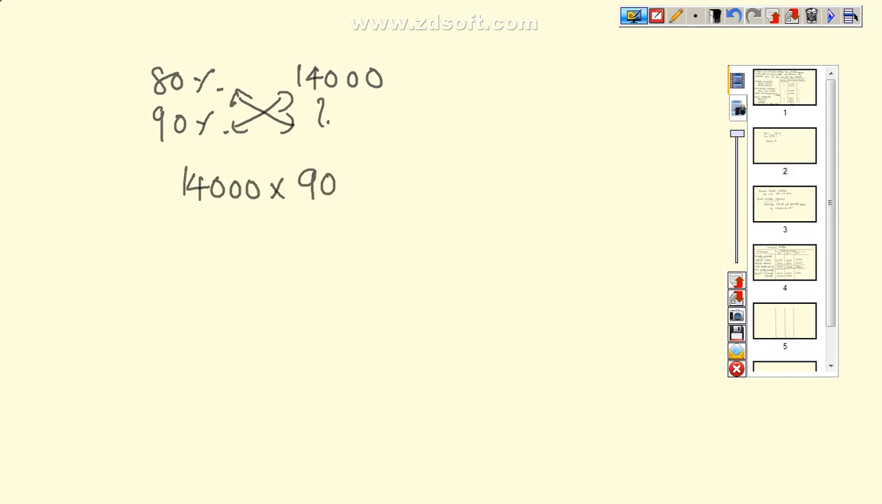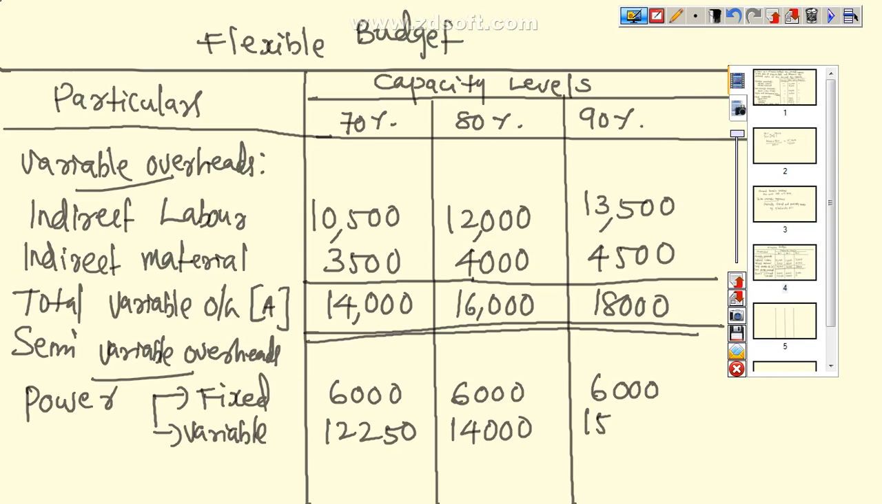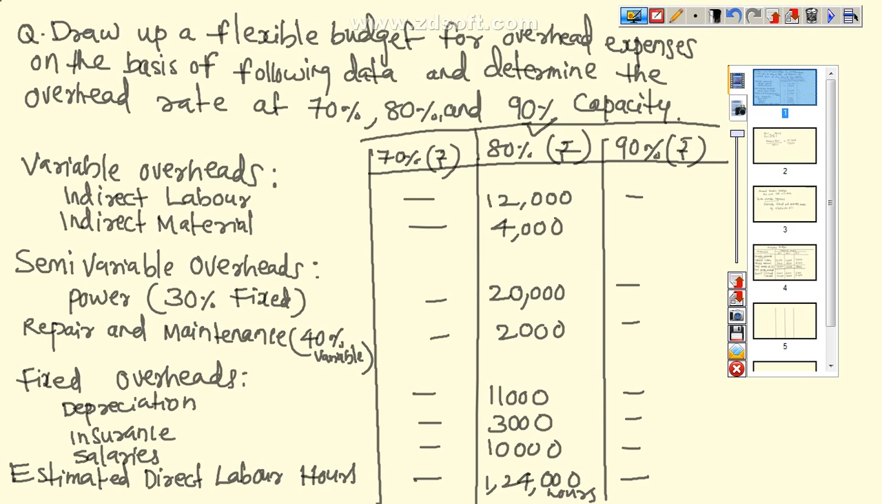And the same calculation we have to do for 90% also. So we know the answer for 80% capacity is equal to 14,000. How to calculate for 90% capacity? Simple cross multiplication, that is equal to 14,000 multiplied by 90% upon 80%, that is equal to 15,750. So we write it in this table, 15,750.